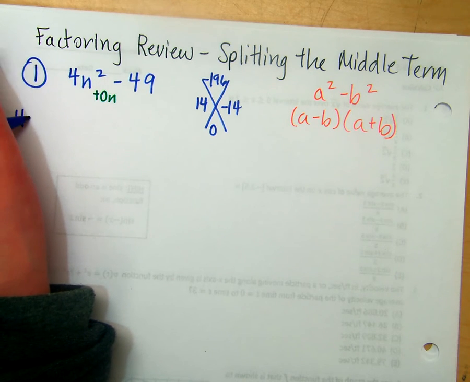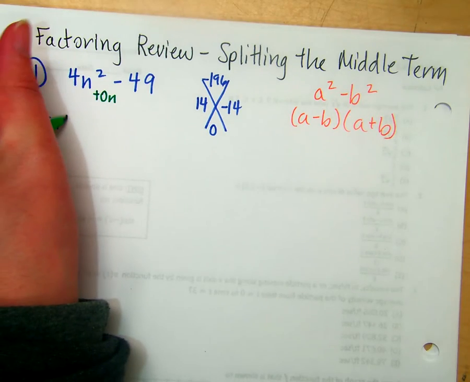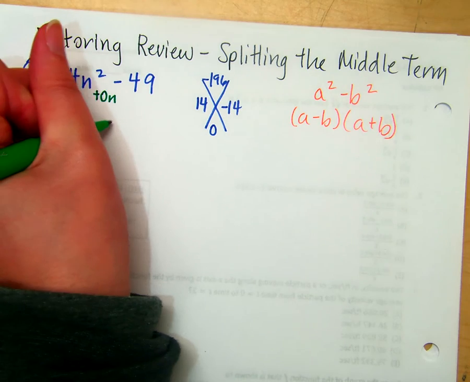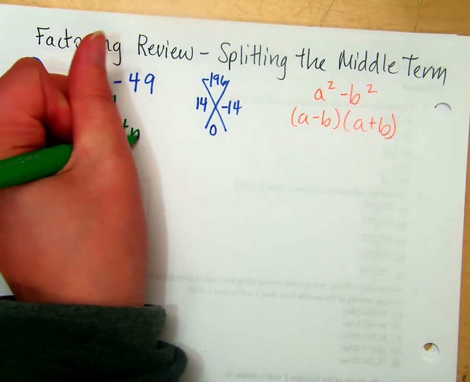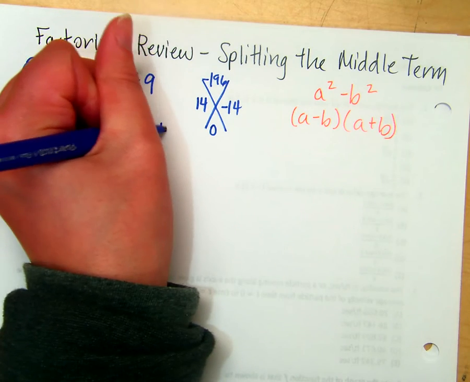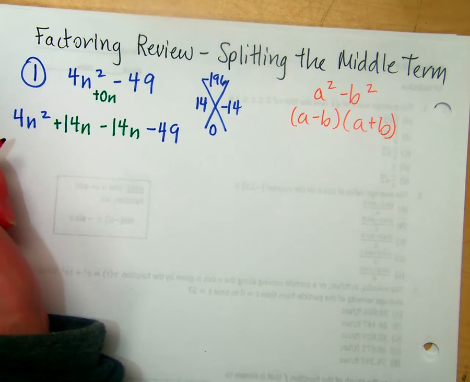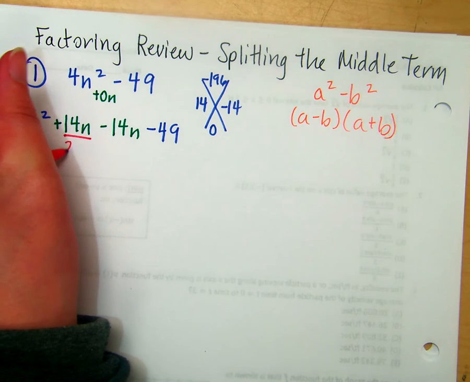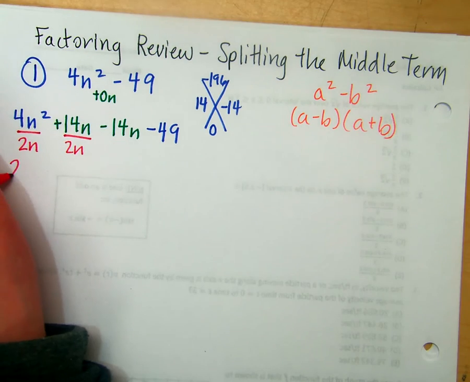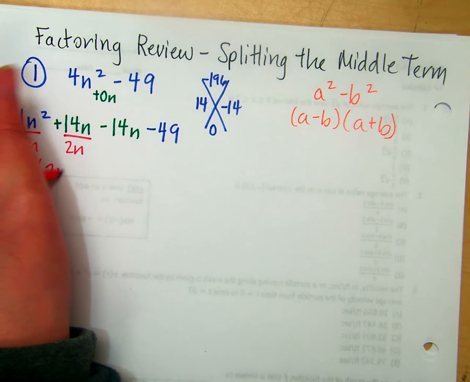So when I split the middle term, I write the first number, and then I use my two numbers I came up with. And instead of writing 0n, I'm going to write 14n minus 14n. And then minus 49. So when I am splitting the middle term, I then start doing grouping. So I look at the first two terms, and they both have a 2n in it. So when I factor out a 2n, when I divide that out, I get 2n plus 7.